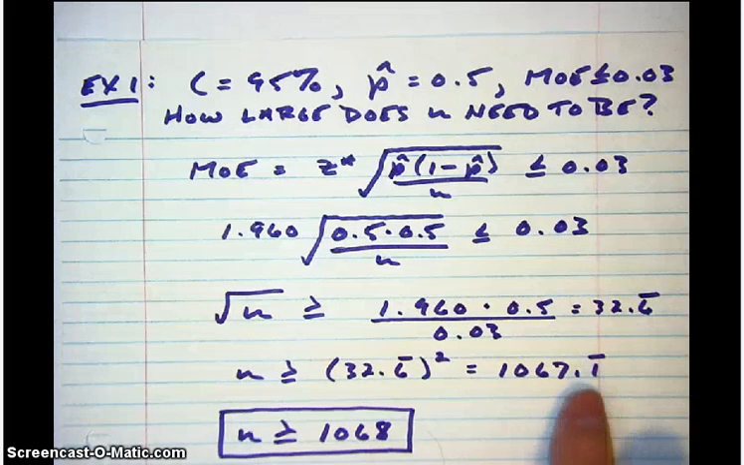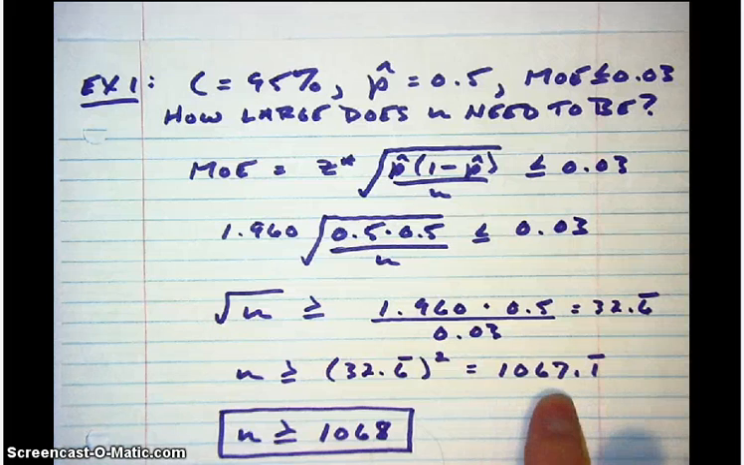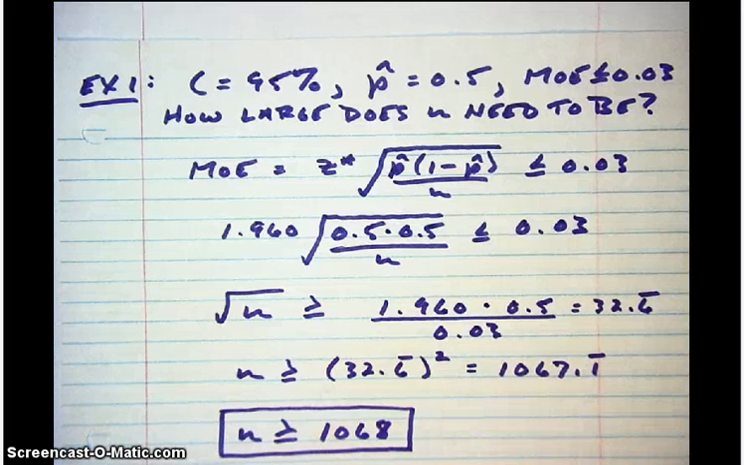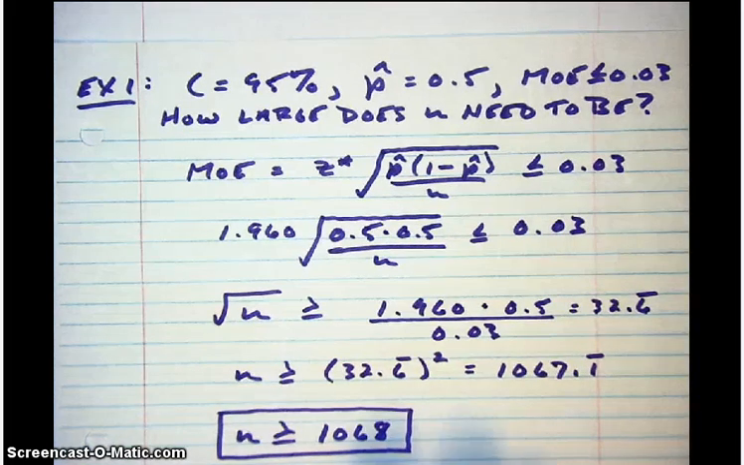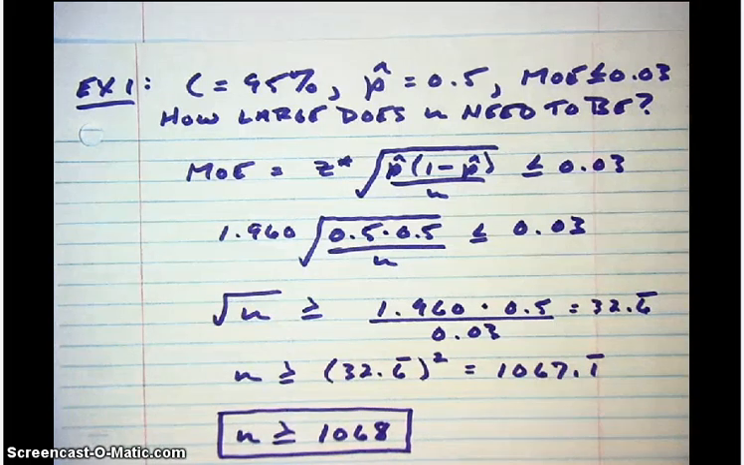Since you can't have a fractional individual in your sample, you need to always round up to the next value. Even though this is closer to 1067, 1067 would not be a big enough sample size to achieve the margin of error that you want, so you have to round up to the next value, which is 1068.